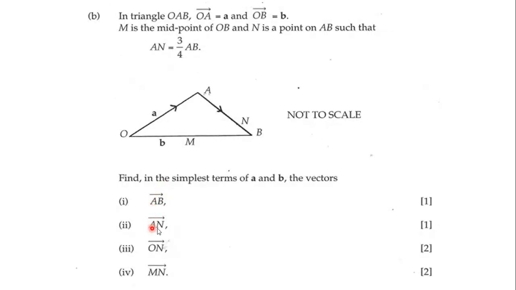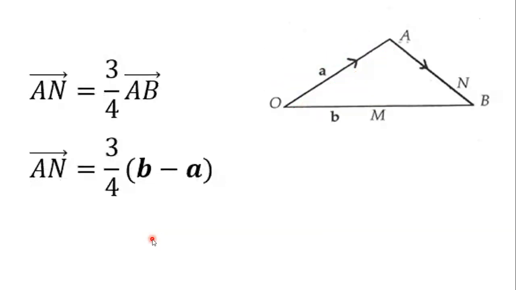Next, let us go to the other one. We want to determine what is AN. What is the vector AN? Notice that in the diagram we have A here and we have N here. So what is the vector AN? How can we express that in terms of AB?